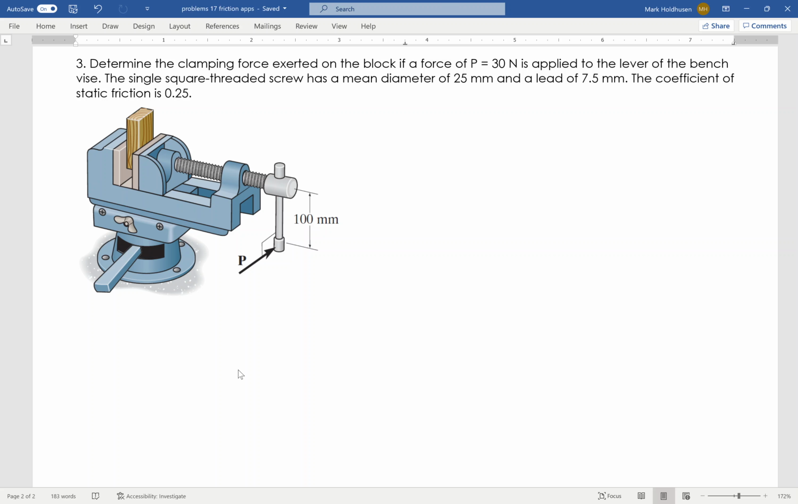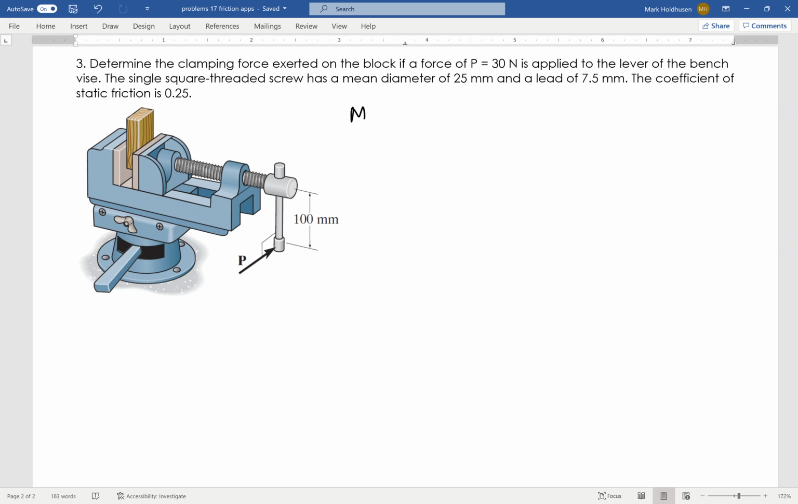Okay, so I got a vise here. I'm pushing with 300 newtons on that handle to cause a torque to tighten this thing down. It gives me the diameter of the screw, the lead, which is the displacement or the distance between threads, and then the coefficient of static friction on the screw. So here's what I know.